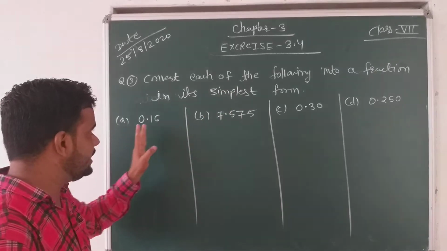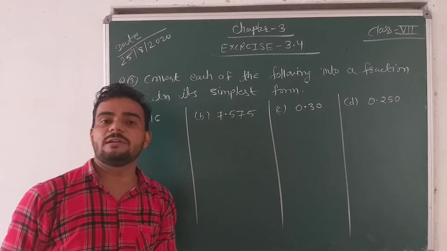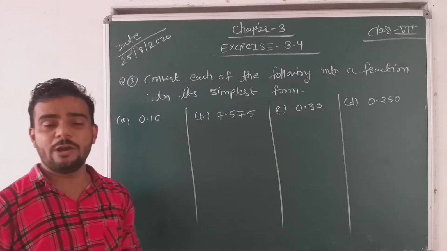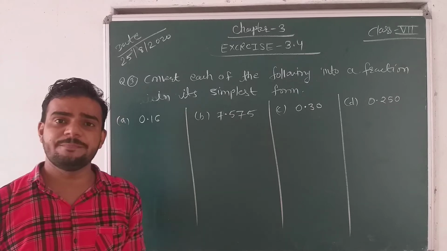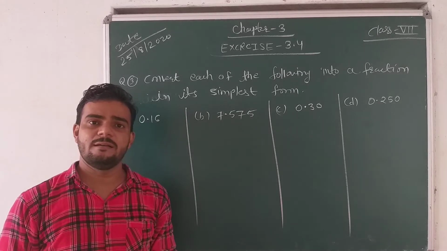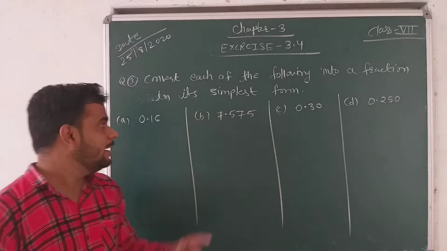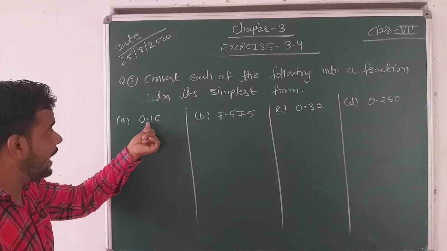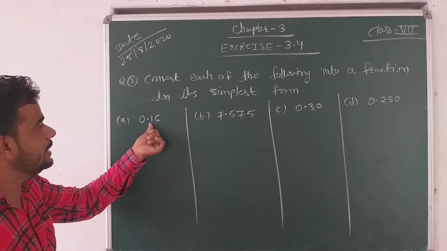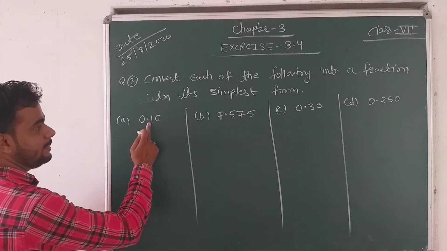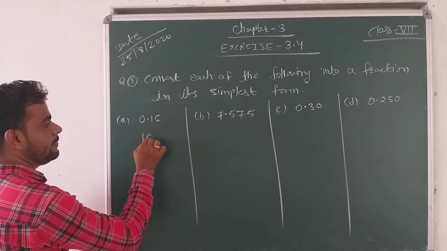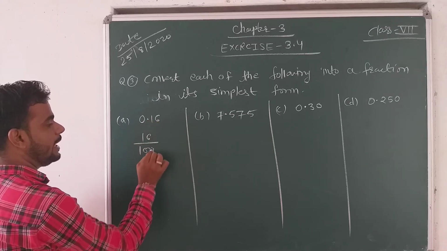It means you are given a decimal number and you have to convert it into a fraction. So how can we convert a decimal into a fraction? Anyone can say? Ishita, Ishika. Yes. Okay, just see how many numbers there are after the decimal. After the decimal there are 2 numbers, so we will put it over 100.